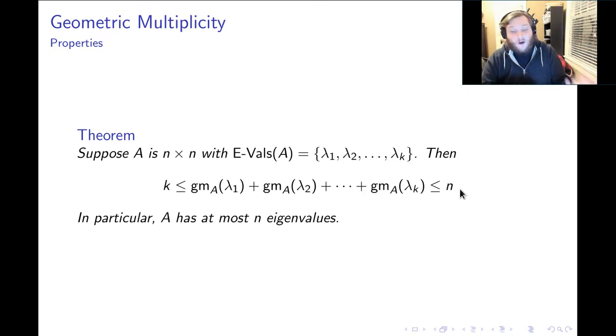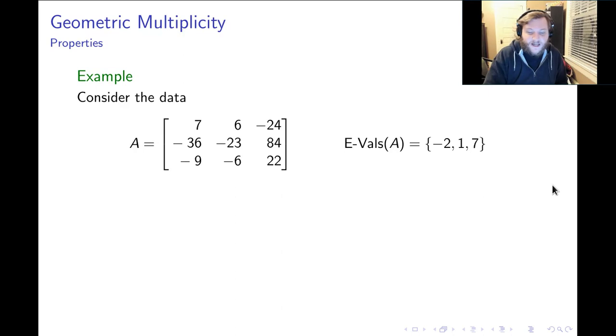And one consequence of this theorem is that you'll consequently never have more than n eigenvalues. So if you have a matrix that's 5 by 5, you know you can't have 6 eigenvalues because 6 is too many. You might have just one, but you'll never have more than 5. So here's an example. Here we have a 3 by 3 matrix, and this 3 by 3 matrix happens to have exactly 3 eigenvalues.